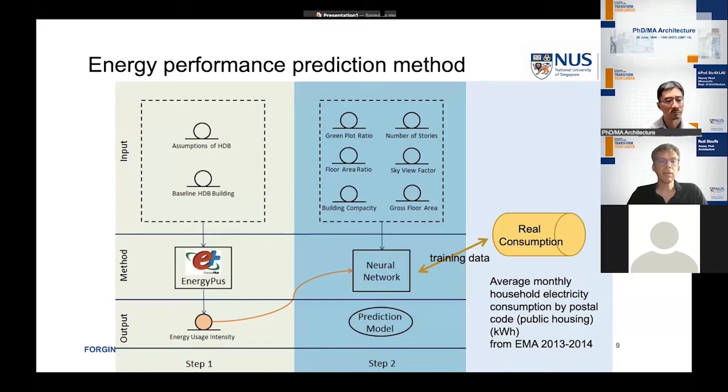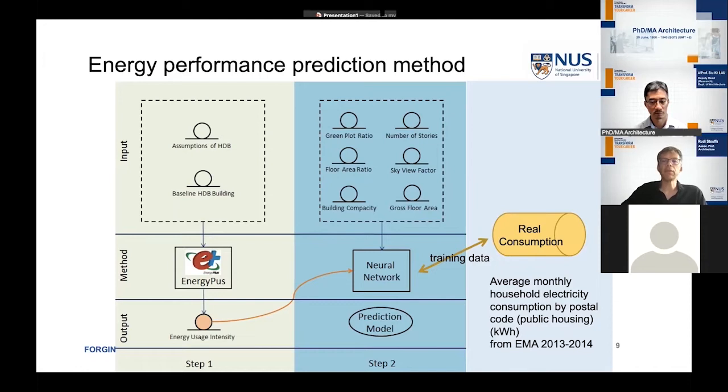And for that, as I said, he combined the two approaches. On the one hand, he created a baseline HDB building, kind of like a standard HDB building, and did a very complete energy simulation of that in order to determine its energy usage intensity. That is the amount of energy it uses per surface area, so per square meter, for example, and compared that through a neural network with the real consumption data that we got from the Energy Market Authority.